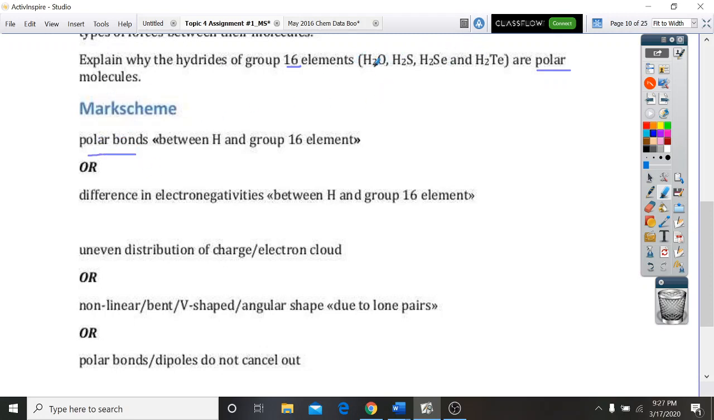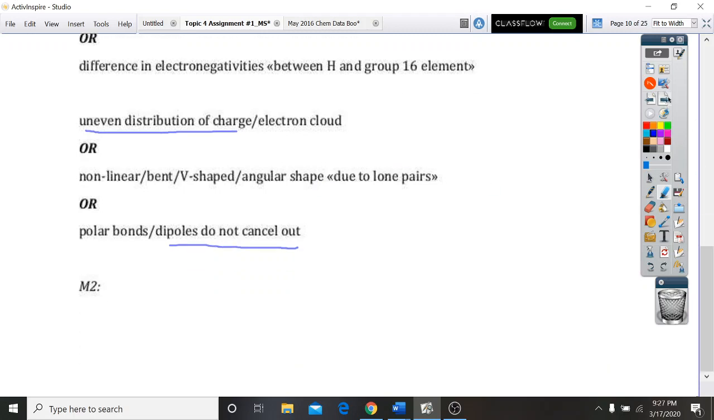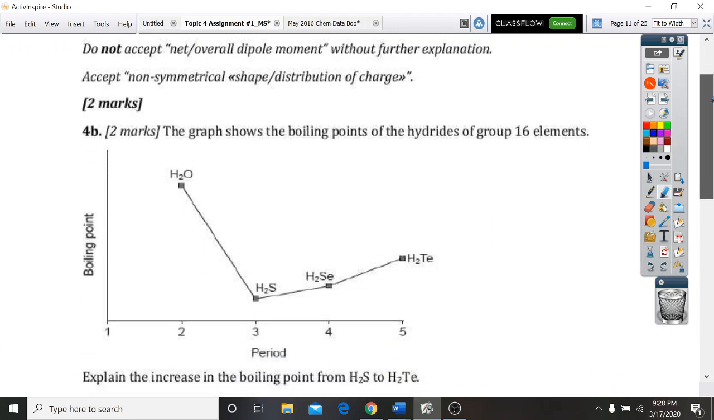The reason is they're just different, right? There's different electronegativities between H and O and H and S, H and Se. So there's a difference in electronegativities between the H's and everything that they're bonded to in each of these respective molecules. And then on top of it, there's an asymmetry, which leads to an uneven distribution of charge, or you can say dipoles that do not cancel out. You can explain that it ends up being bent, meaning there's lone pairs on it, and these lone pairs do not cancel out with the bonded hydrogens. Just make sure you're looking at marks and able to provide answers for that.